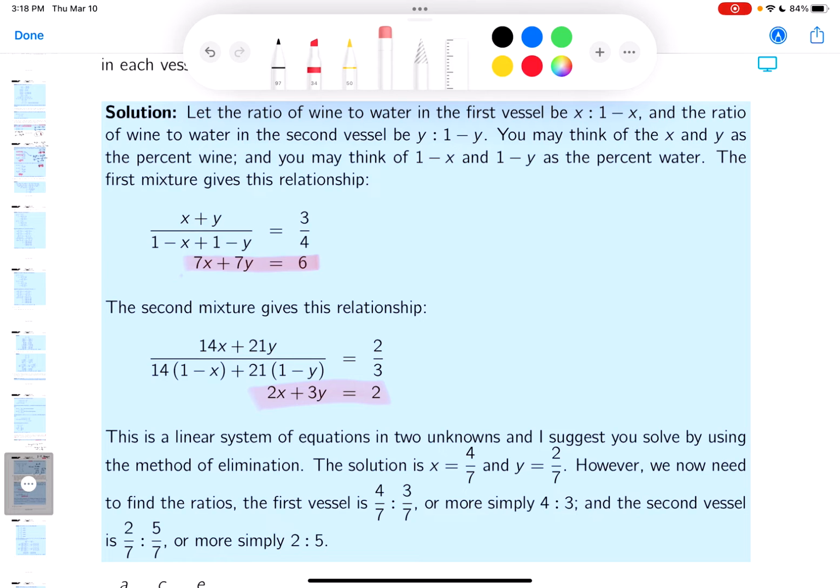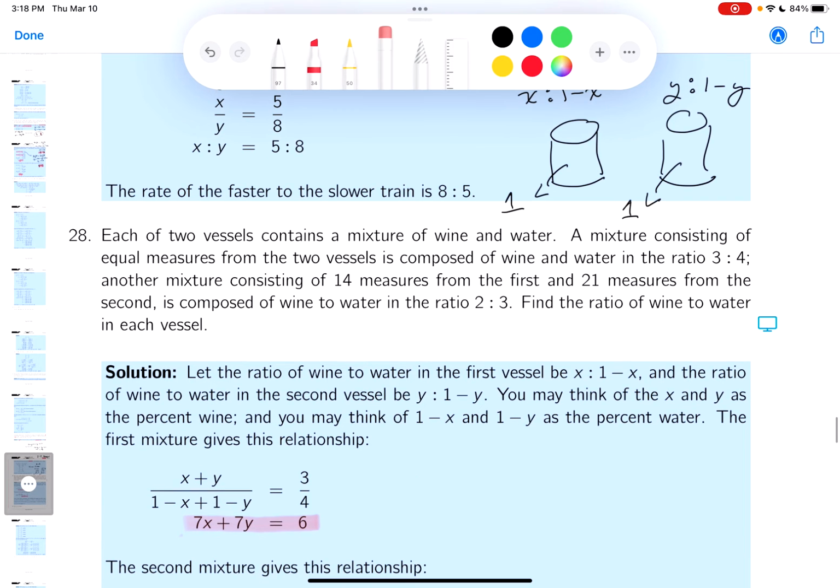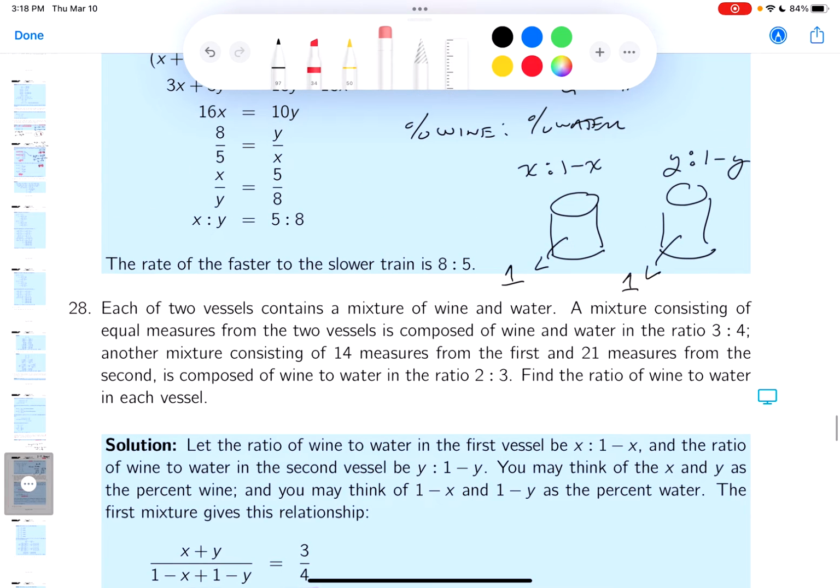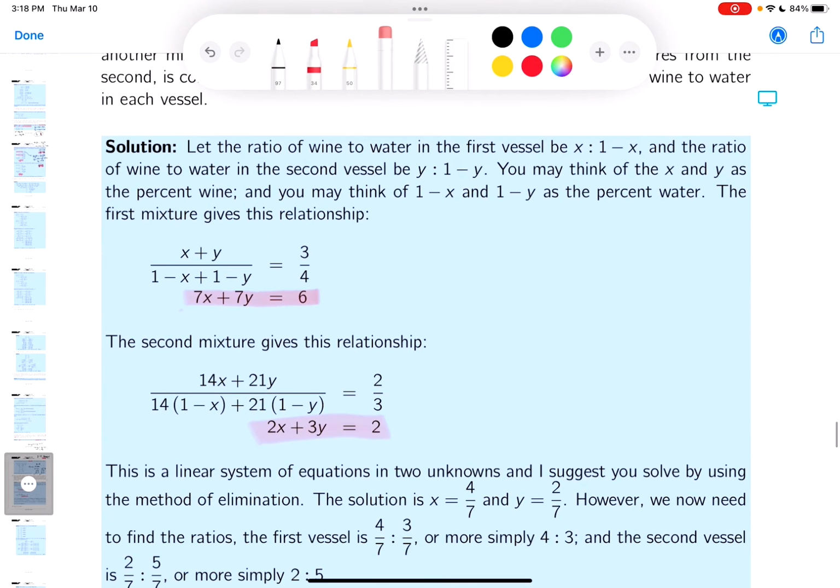And I know what the question is. I'll read it to you: find the ratio of wine to water in the first vessel. Well, I know what I want. And we've got to write this down now. So I have two equations and two unknowns. And this is very familiar territory, isn't it?